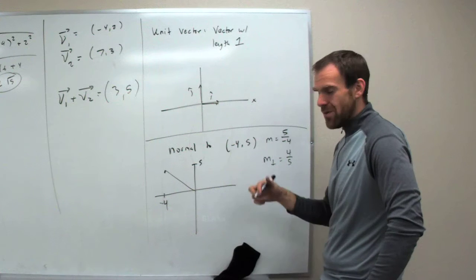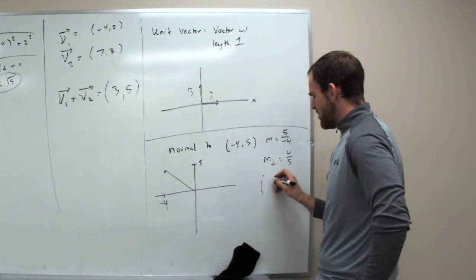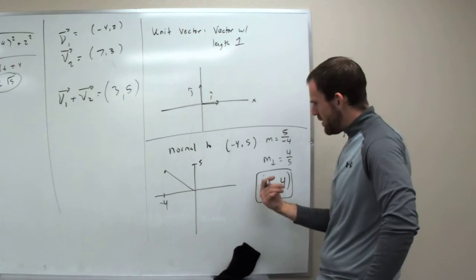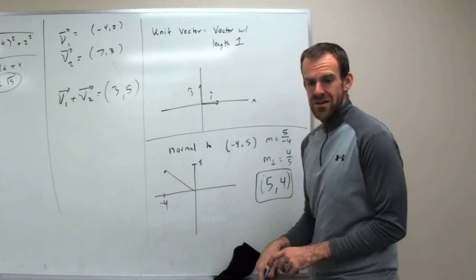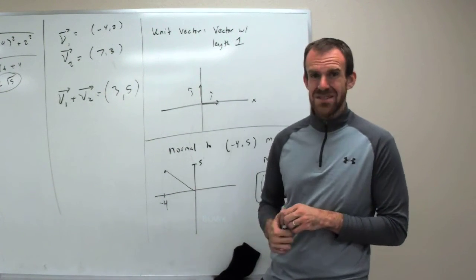4 corresponds with the rise, so that would be our y value, and 5 corresponds to the run. So this, vector 5, 4, would be perpendicular to the vector -4, 5. And that, my friends, is problem set 108.